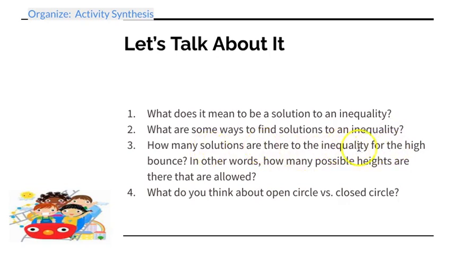How many solutions are there for an inequality for the high bounce? How many possible heights could ride the high bounce? Well, there's quite a few different possibilities, right? Anywhere from 55 to 72. So you're talking about 17 different possibilities in there? 18 possibilities?